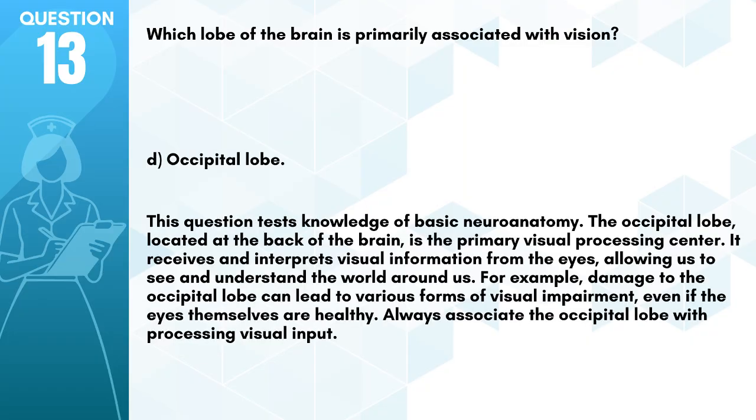Answer: D. Occipital lobe. This question tests knowledge of basic neuroanatomy. The occipital lobe, located at the back of the brain, is the primary visual processing center. It receives and interprets visual information from the eyes, allowing us to see and understand the world around us. For example, damage to the occipital lobe can lead to various forms of visual impairment, even if the eyes themselves are healthy. Always associate the occipital lobe with processing visual input.